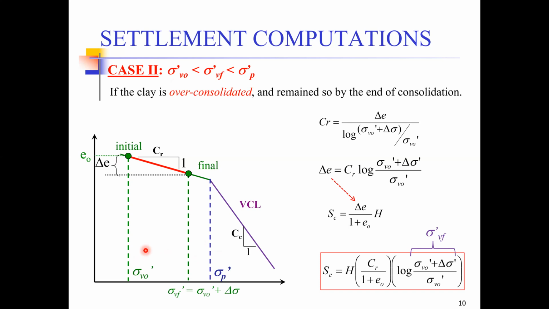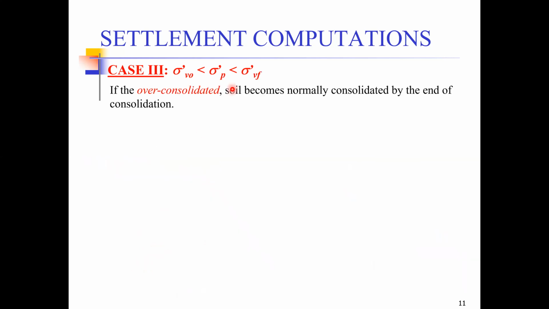But in the other case, it is possible that the final pressure can be larger than the pre-consolidation pressure and the initial overburden pressure. This is the case that we are going to discuss on the next slide. So you see here that the final pressure is greater than the pre-consolidation pressure and the initial pressure. So how can we solve this case?